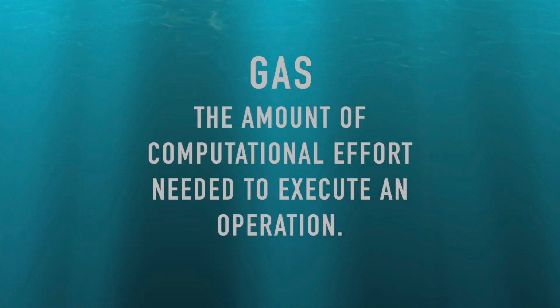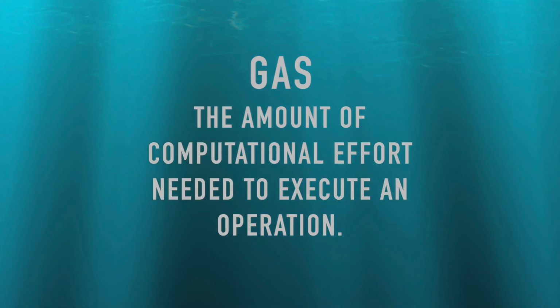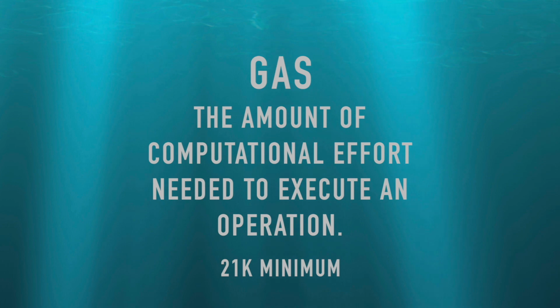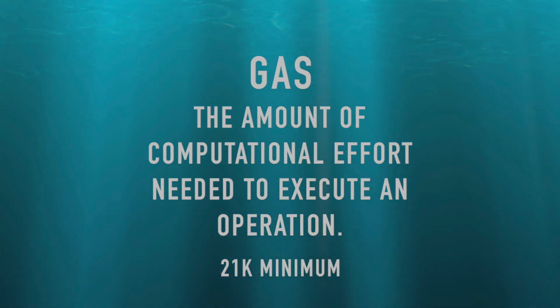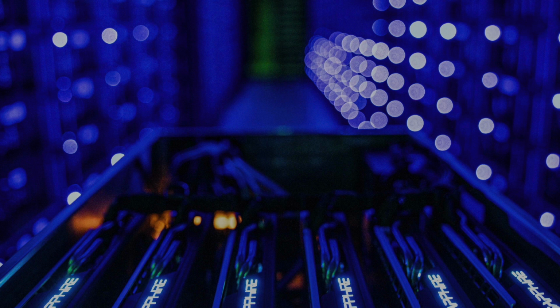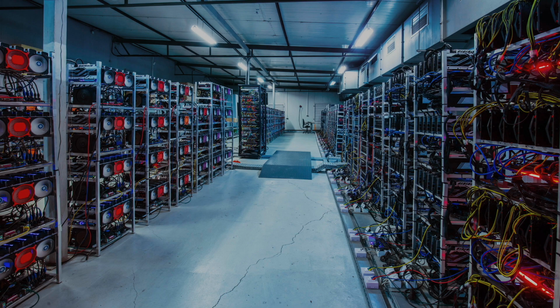So let's get into some of the main terminology, starting with the literal definition of gas on the blockchain. Gas can be defined as the amount of computational effort needed to execute an operation. 21,000 units of gas minimum, and the more complex the effort, the more gas is used. The gas goes to these miners as they invest computing power into updating the Ethereum blockchain ledger.